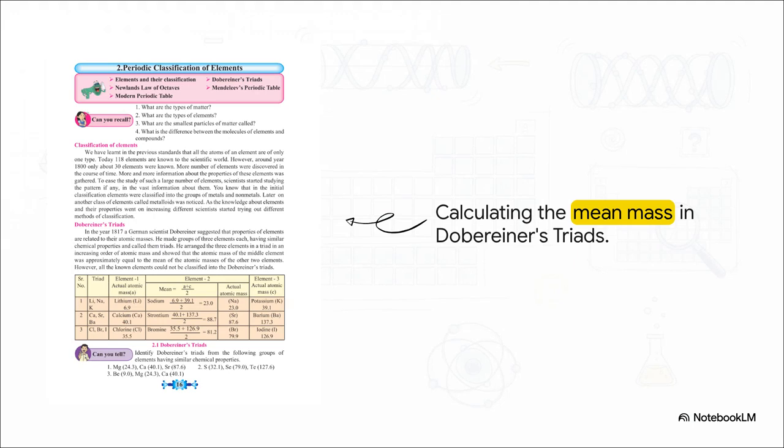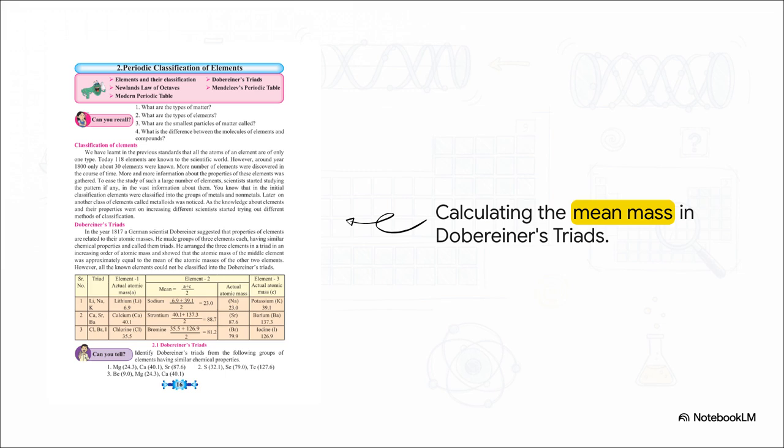Let's walk through the math for his first triad to see how brilliantly this works. We have lithium, sodium, and potassium. Lithium has an atomic mass of 6.9. Potassium is 39.1. Now, if you add those together and divide by 2 to get the mathematical average, you get exactly 23.0. And guess what? The actual atomic mass of the middle element, sodium, is exactly 23.0. It's a perfect match.